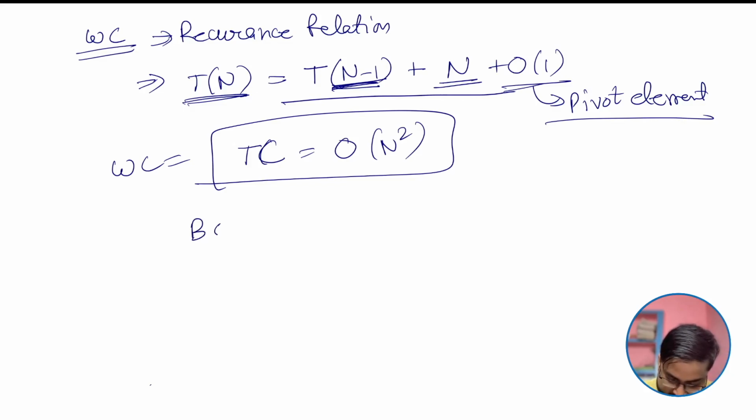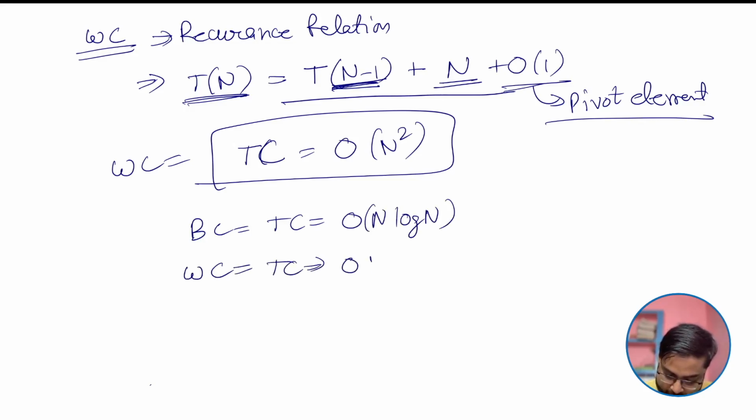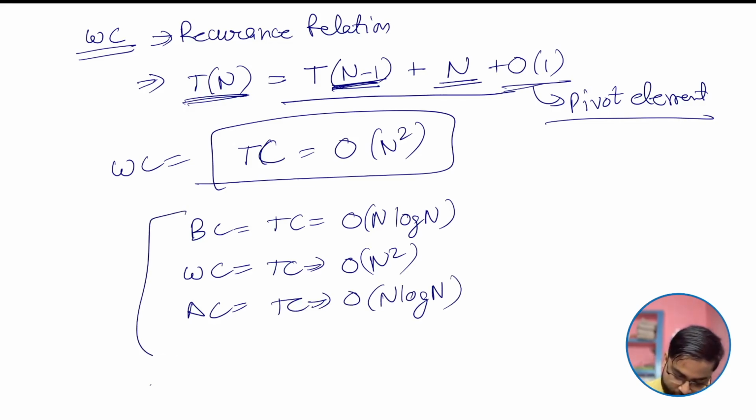So in best case, time complexity will be order of n log n, and in worst case the time complexity will be order of n squares. Okay, and in average case it is considered as order of n log n only. Okay, so this was the time complexity for all the cases.